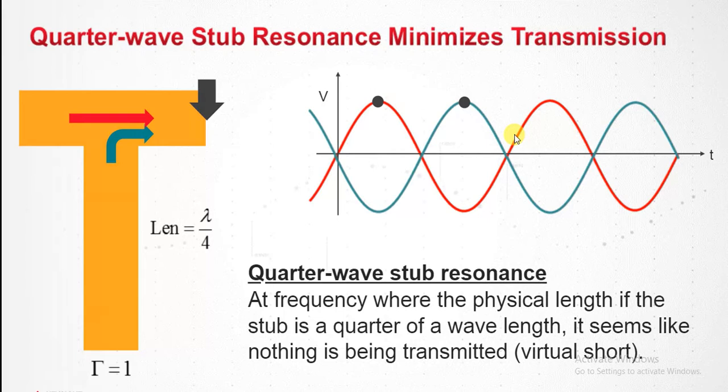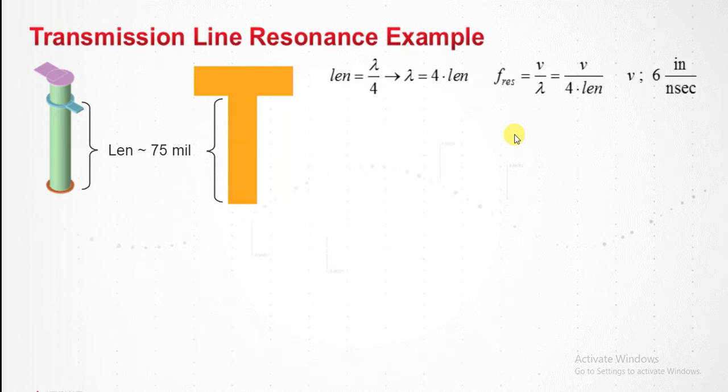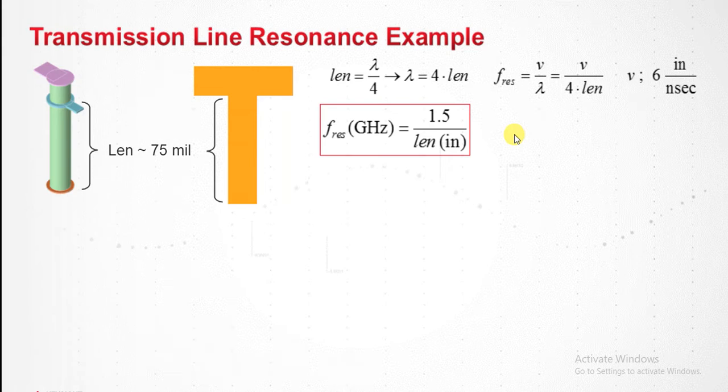Well, where were we when we started this conversation? We're looking at the stub, and we said the stub is about 75 mils. And we can put that right back into our model. If the length of the stub is 75 mils, we can do a little math. Given the speed in FR4, velocity is 6 inches per nanosecond, we can quickly calculate the resonant frequency of that stub, which is 1.5 divided by the length in inches. After the calculation, we can expect the resonant frequency of this particular stub to be at 20 gigahertz.